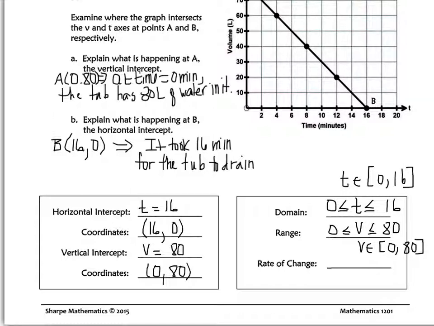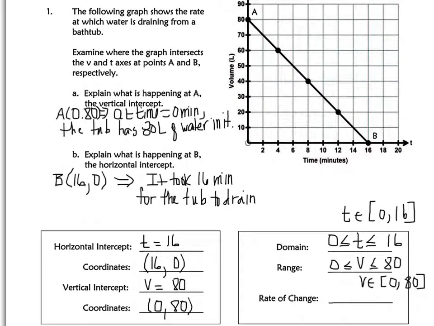For the rate of change, we have to go back to the graph again and pick two nice points on the graph. You can basically take the intercepts if you want and realize that the change in volume has been 80 liters, and the change in time has been 16 minutes.